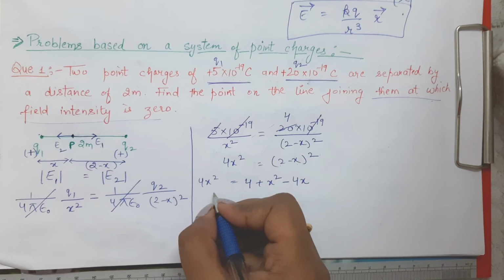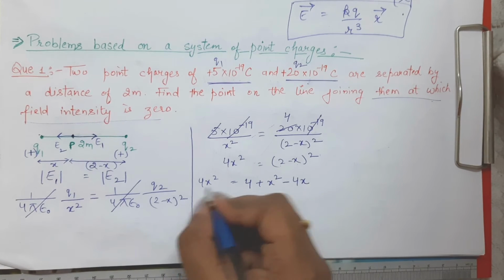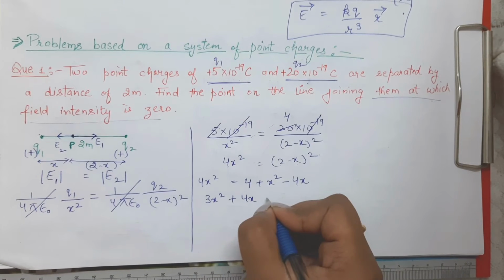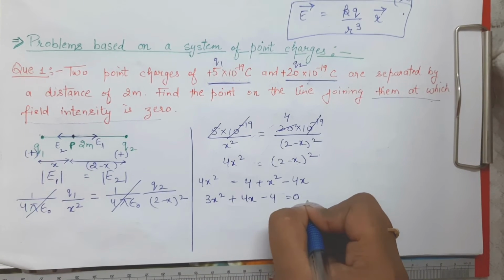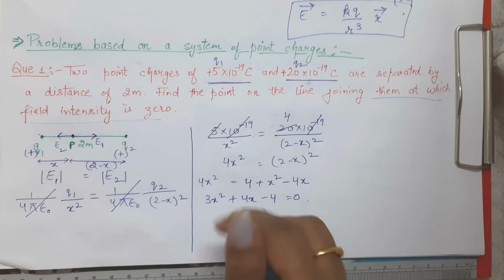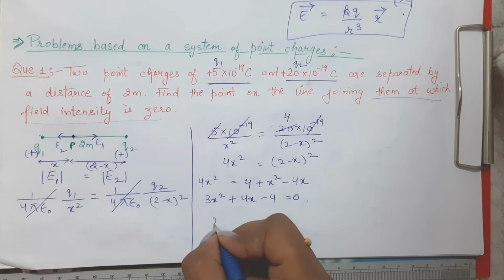Okay, so this will reduce to what? This will reduce to 4x square minus x square, 3x square plus 4x minus 4 equals to 0. Now this is a quadratic equation. When you solve this equation, you will be getting two values of x, right?